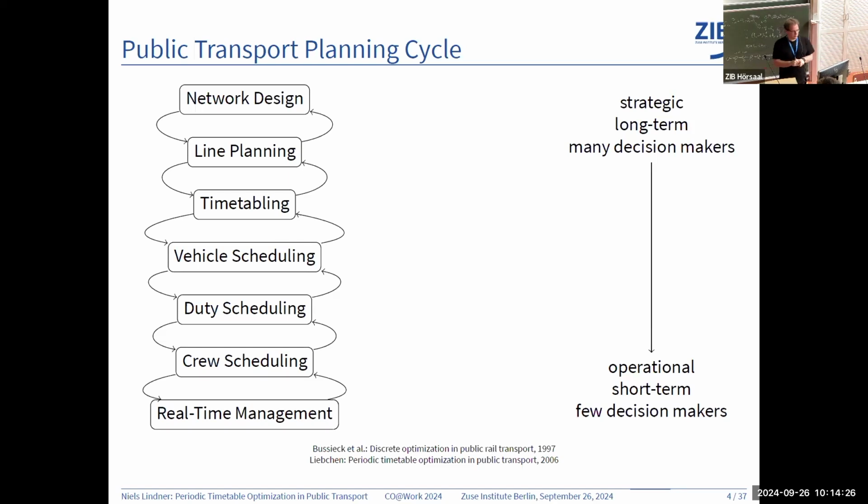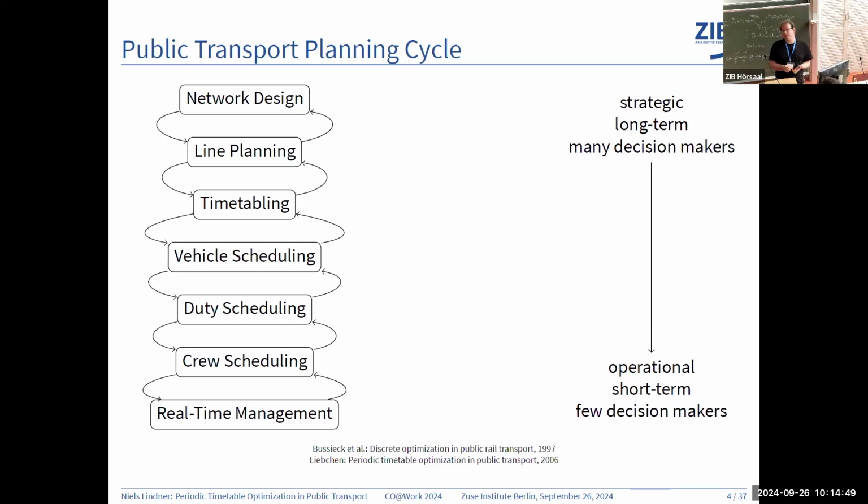First of all, you typically do some abstract combination of duties, and then you assign the duties to the crew. That depends a little on the context. And in the end, there's real-time management, and that is basically things that need to happen on short notice. Network design is something that might take decades to build a new railway line, for example, a new railway tunnel. Real-time management must somehow be in real time.